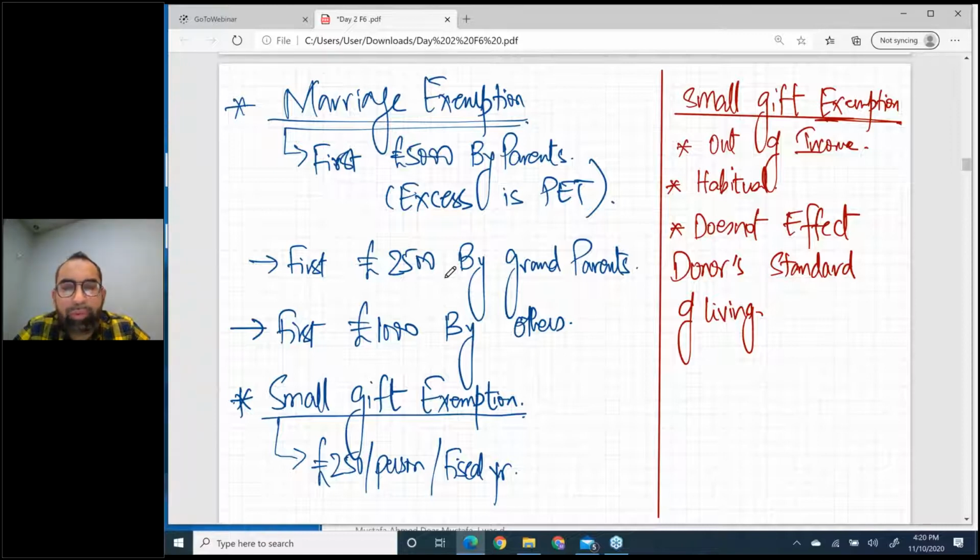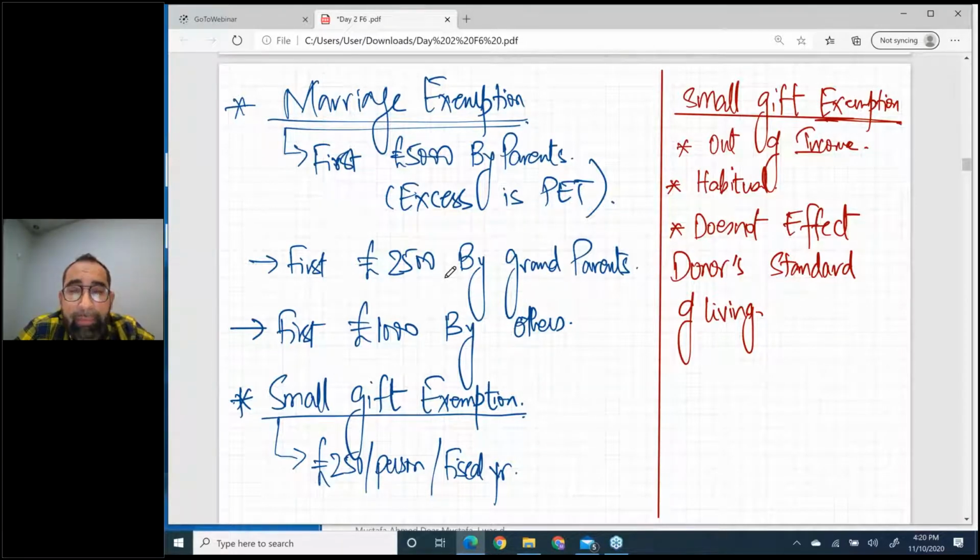Now, for grandparents, the first 2,500 is exempt. Just like parents' 5,000, for grandparents it's 2,500. And what about the other guests? For other guests, it is the first 1,000 pounds.